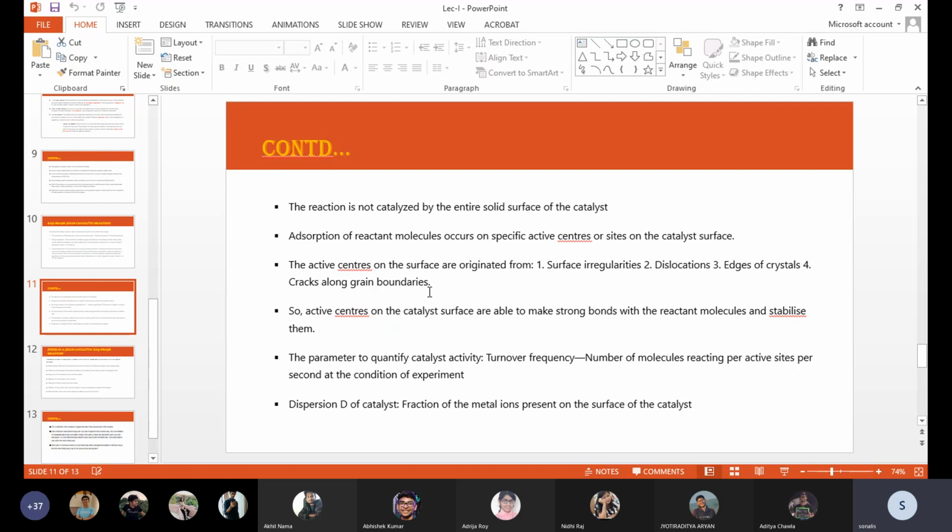And if the catalyst is porous, then most of this surface area resides in the pore surface, and a little fraction on the outer surface. So usually most of the reactions happen inside the pores, and inside the pores there are active centers on which first chemical adsorption happens, and after that the reaction takes place.